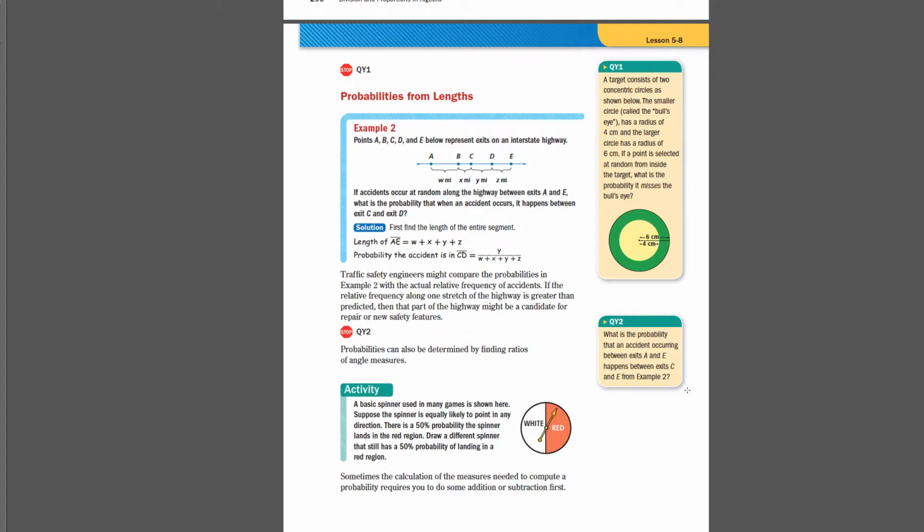There's a 50% probability the spinner lands in the red region. It means 50% it could land in white. If we wanted to do this as an activity, we could simply spin this and see how many times we get red and white. The probability of red and white should be 50-50. That's the probability, because basically of that total circle, half of the area is white and half of the area is red. It's just an area model. So 50% of the total area divided by the total area is going to be 50%.